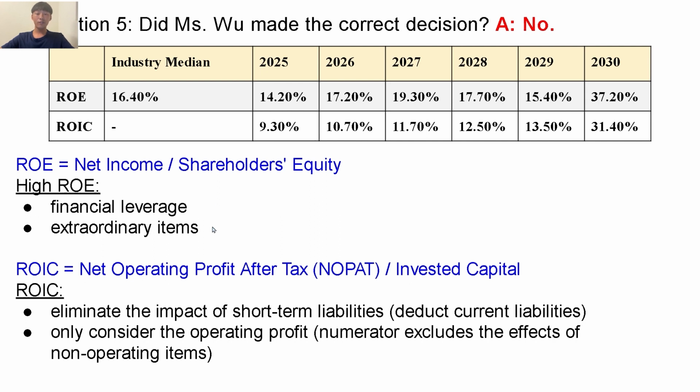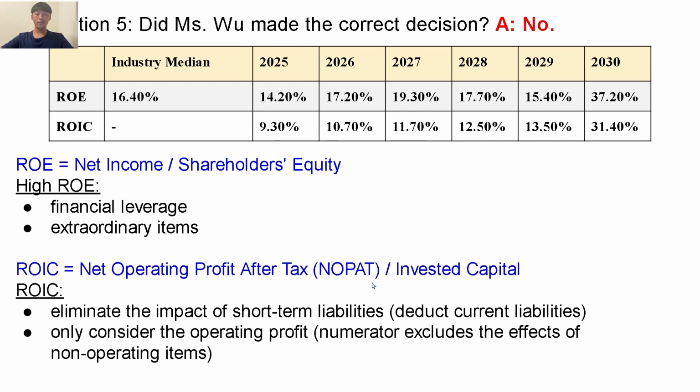The second is the profit brought by extraordinary items which are irrelevant to operating activities, like selling out the company's assets. However, in Xiaomi's case, the ROIC has been increasing as well. Because ROIC deducts current liabilities and considers only the capital invested in long-term operations, it eliminates the impact of short-term liabilities. Similarly, the numerator excludes the effect of non-operating items.